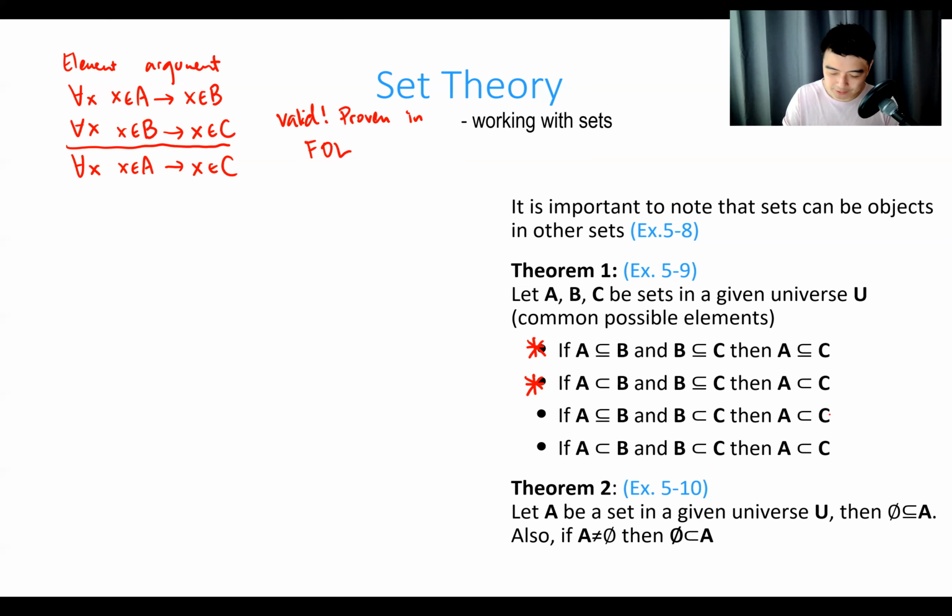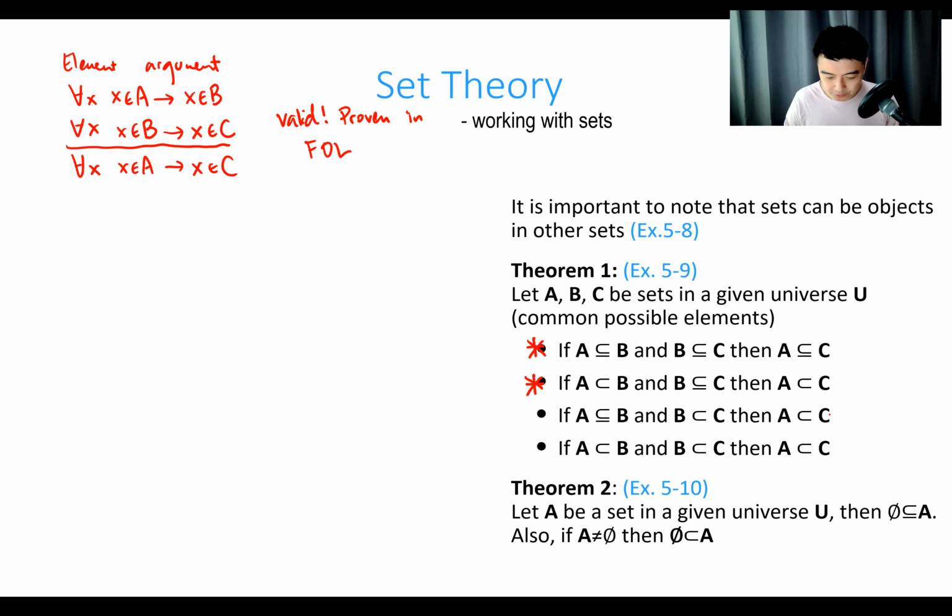Okay. Now I want you to think back. What is the definition of a proper subset? The definition of proper subset is that everything in A is also in B, and there's an extra object in B that's not in A. So this is something extra that we have to add to our proof.